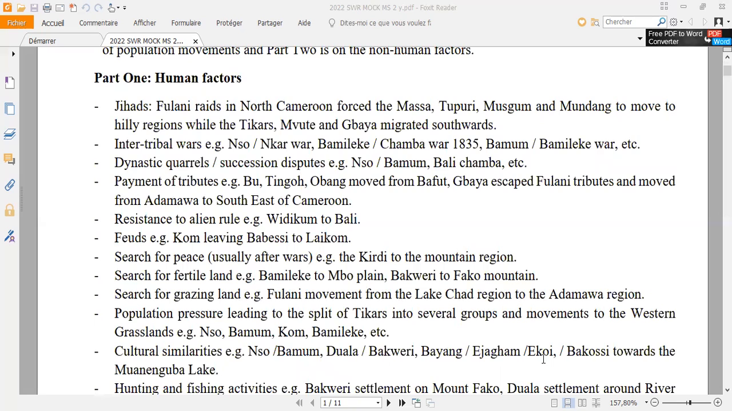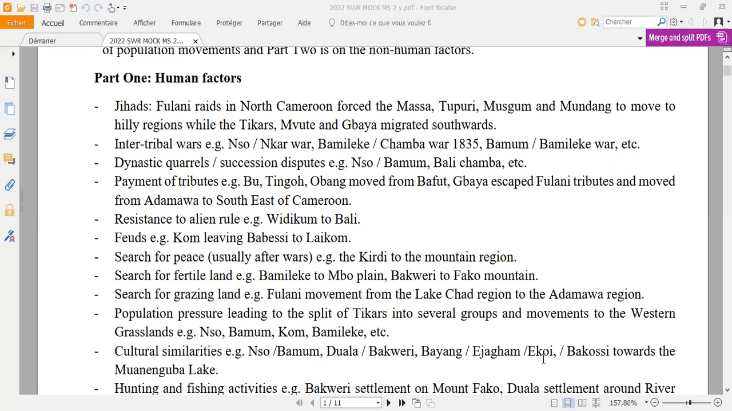After this, you have the search for peace, usually after war, for example, the Kiddies to the mountain region. You have the search for fertile land, example, the Bamileke to the Mbo plain. You have the search for grazing land: the Fulani moved from the Lake Chad region to the Adamawa region.